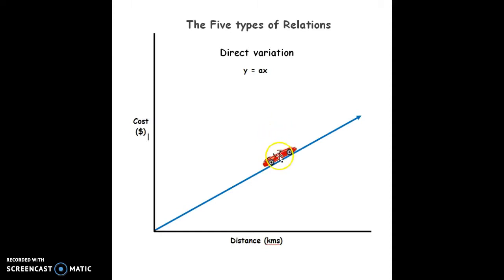Sometimes you need to take a cab. Well, the way it works with a cab is a little bit different because the moment you get into a cab, you have to pay an initial amount. So this is no longer going to be a direct variation relation. When there's an initial amount, it's going to be a partial variation relation.